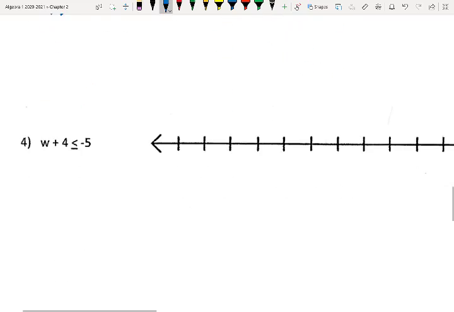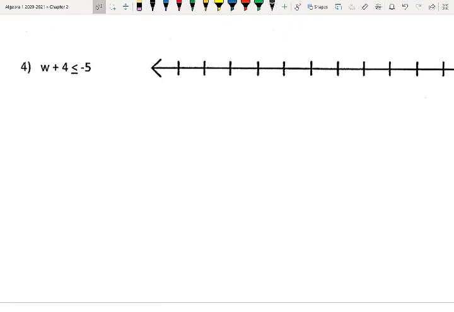Last one here of our regulars, and then we'll do a couple of word problems. For this one, w plus 4 is less than or equal to negative 5. So again, I'm going to subtract 4 to move my term over. W is less than or equal to negative 5 minus 4, which is negative 9.